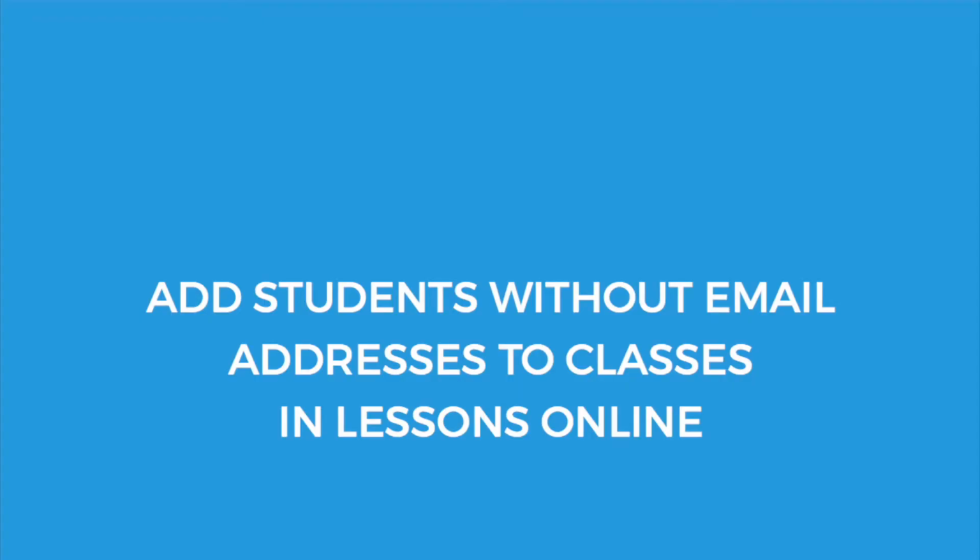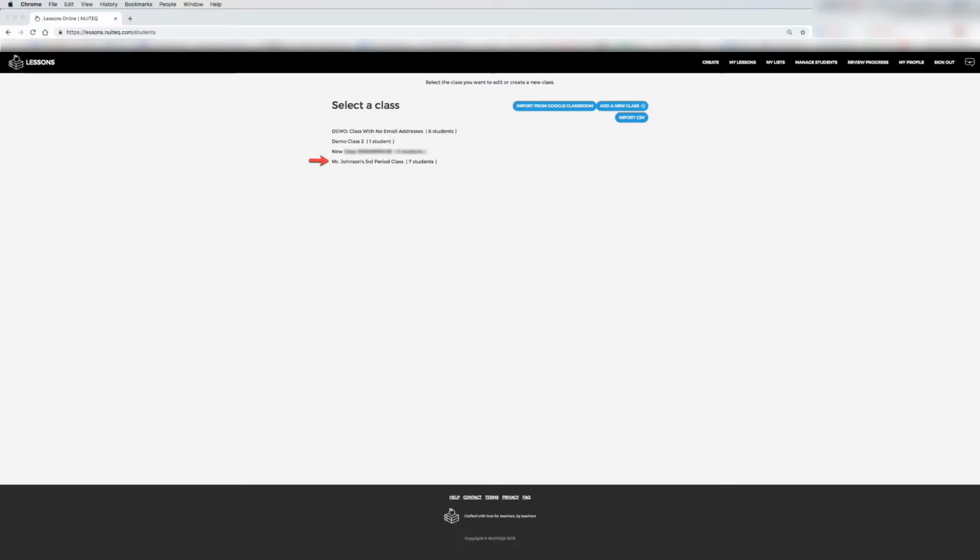In this segment, I'll show how to add students who do not have email addresses to classes in Lessons Online. This process is similar to adding students who do have email addresses. The difference is that you will need to make note of each student's computer-generated username and password when you add them to a class so they can be distributed. The process is similar for adding students to new or existing classes. In this example, a class has been established. Navigate to the Manage Student page and then select the class where the students will be added.